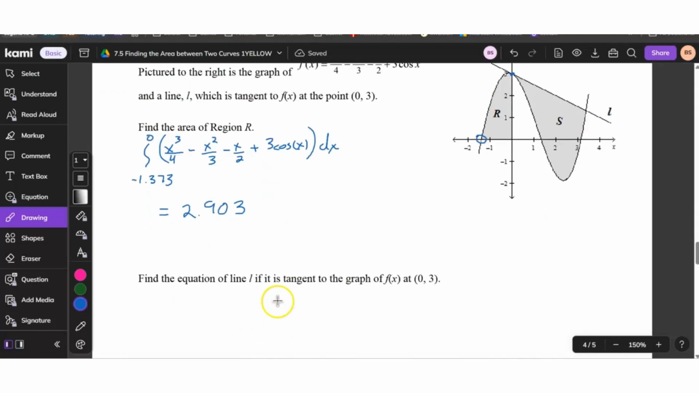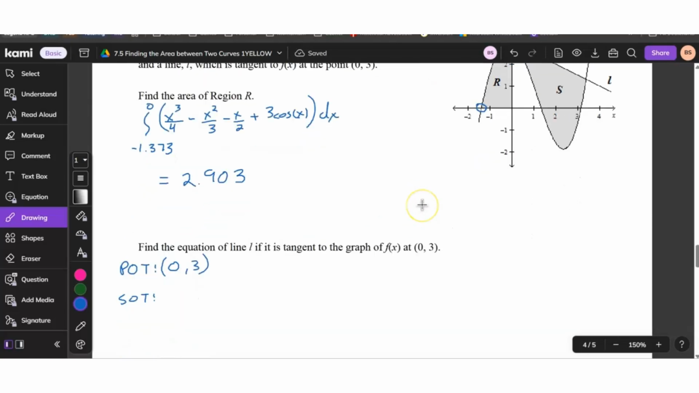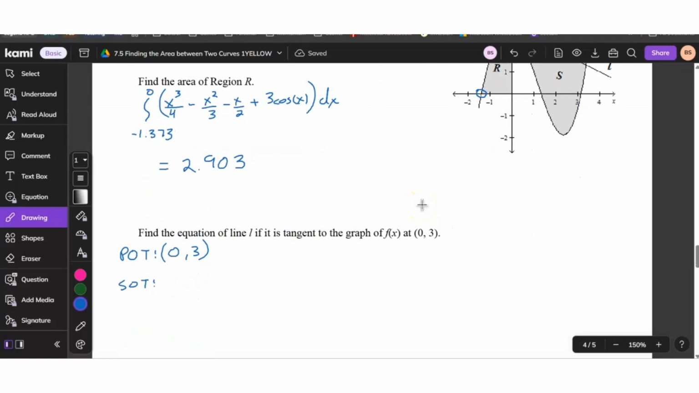Find the equation of line L if it is tangent to the graph of f of x at 0, 3. All right. Can you scroll? I need my part first, and then I need my SOT. Where did you get 3? It gave it to me, 0, 3. But like, yeah, then you can see both.